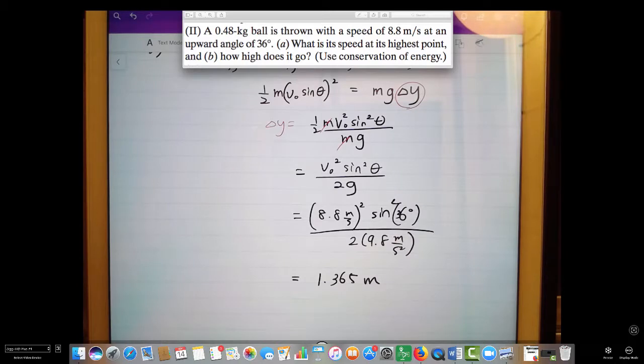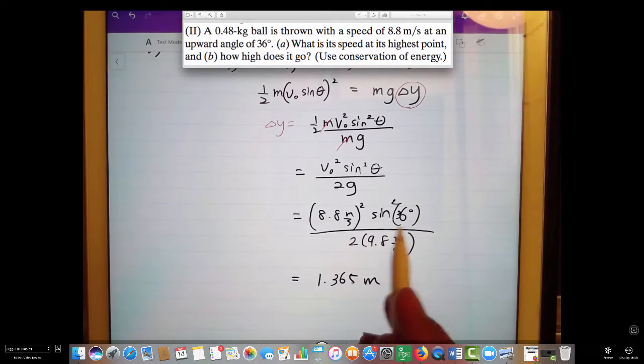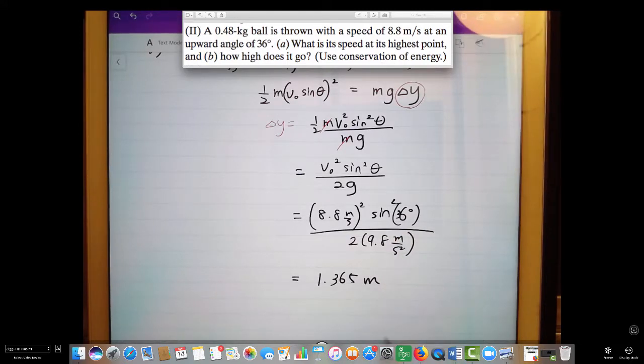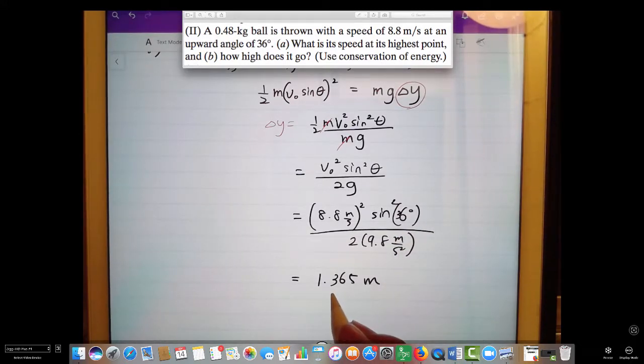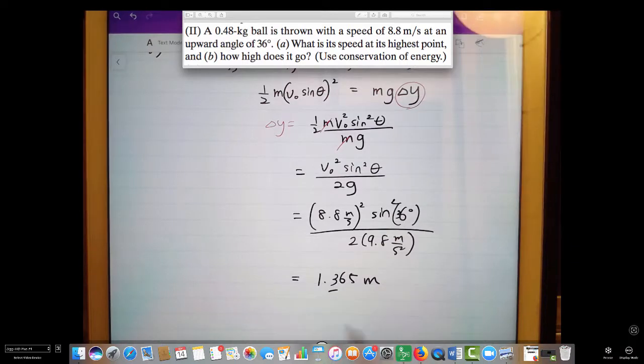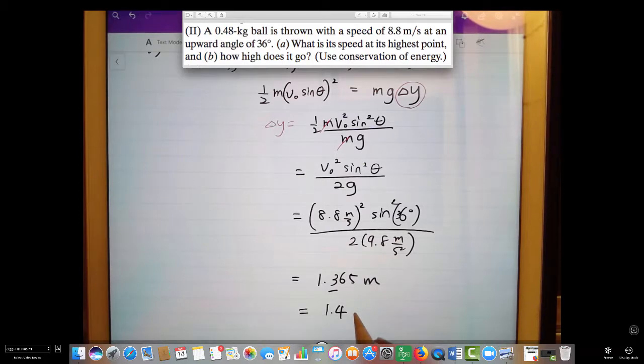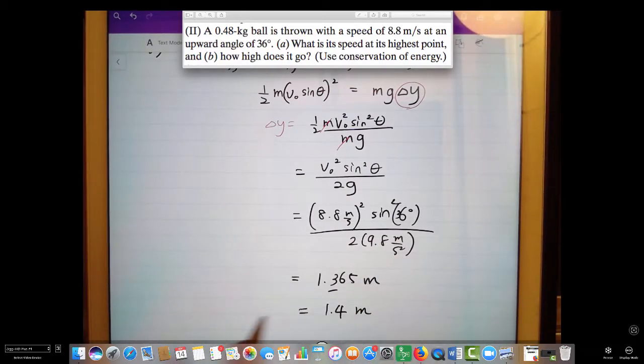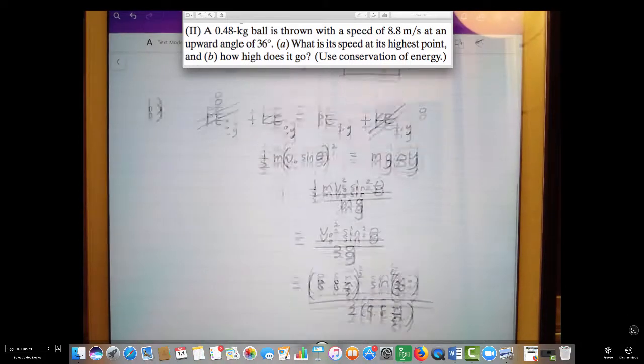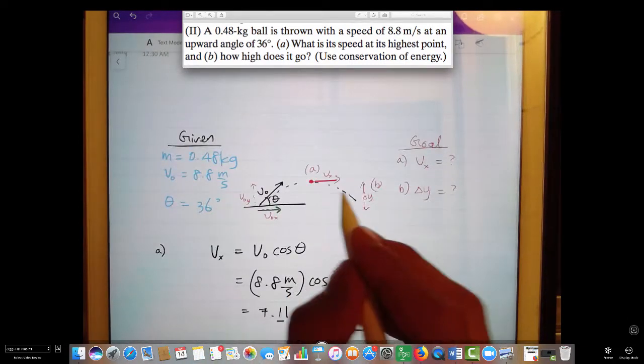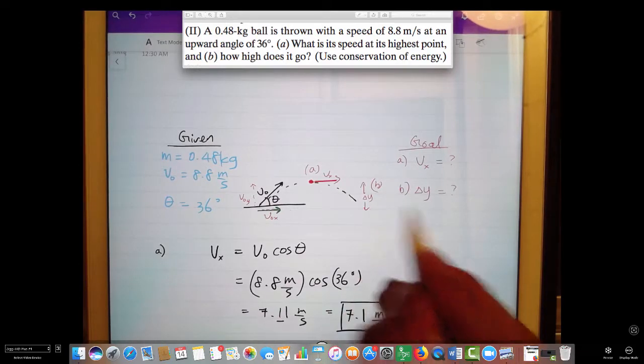It's time for us to check the sig figs. We are only multiplying and dividing, and I see that we have 2 sig figs here and 2 sig figs there. Therefore our answer should be rounded to the nearest tenth. So the highest position from the height it was thrown is 1.4 meter. So in other words, the delta y should be 1.4 meter.